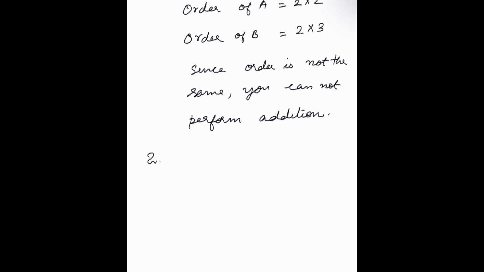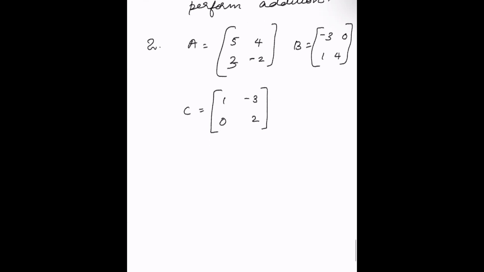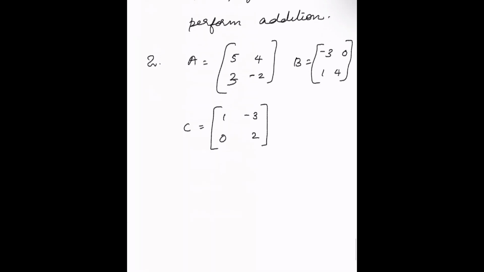Example 2. A is equal to 5, 4, 3, negative 2. B is equal to negative 3, 0, 1, 4. And C is equal to 1, negative 3, 0, 2. What is the thing that you need to calculate? Find A plus B and B plus A. By the way, A plus B and B plus A are equal. It's commutative. A plus B is equal to B plus A.